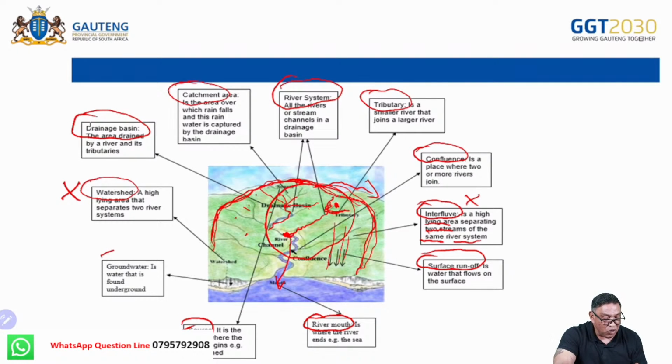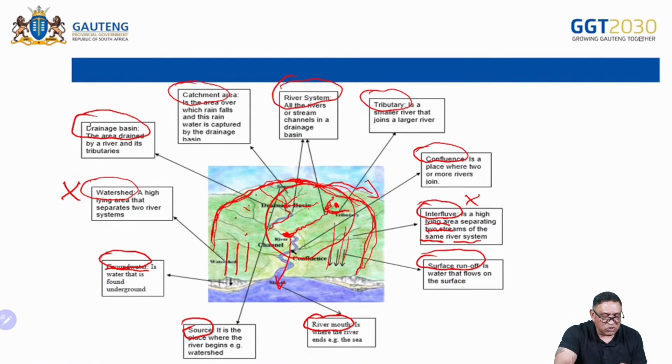Obviously, you've got one more, groundwater, all right? And this is the water that is found underground. It sinks into the ground, all right? It soaks into the ground. It infiltrates and flows in the ground.